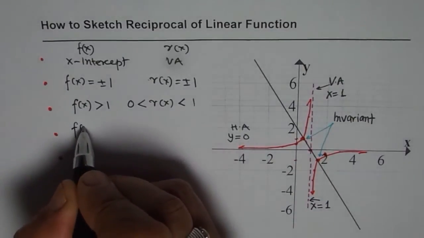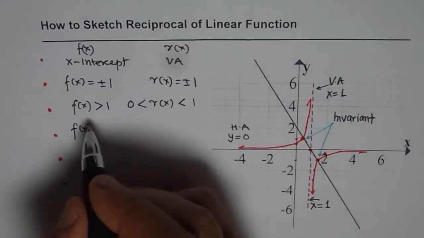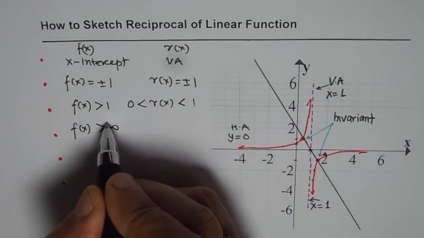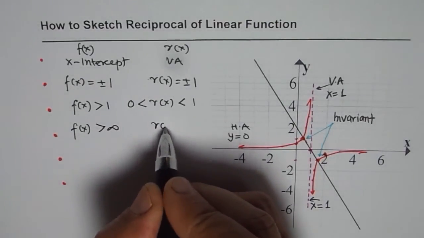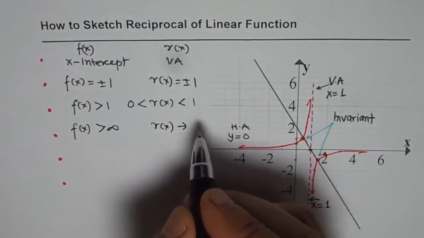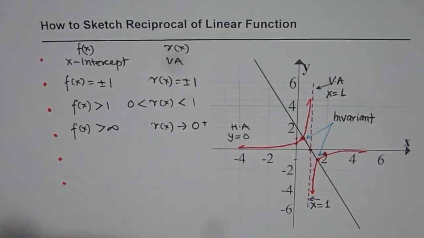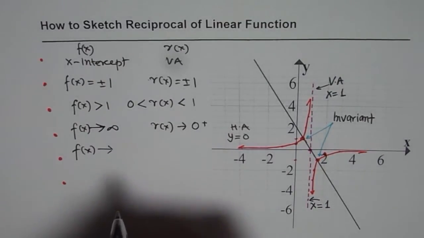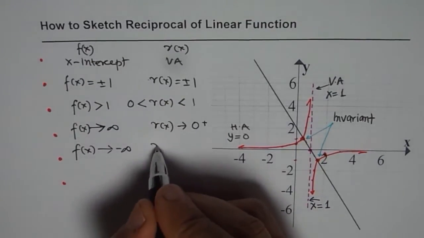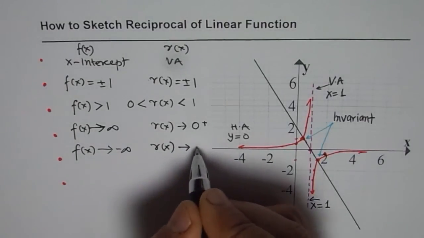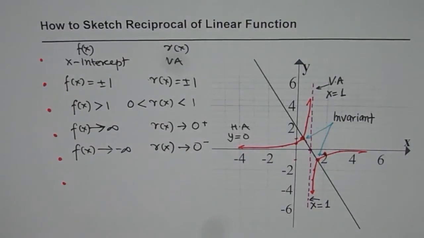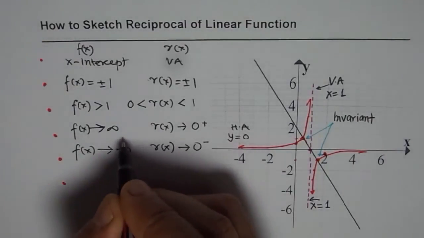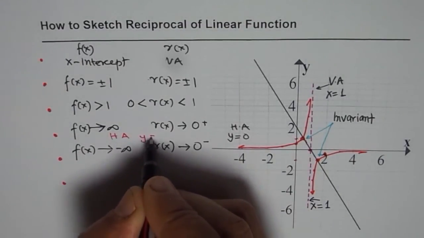So as f of x is approaching infinity, positive, then we will see that r of x approaches 0 from positive side. If f of x approaches negative infinity, r of x should approach 0 but from the negative side, and these give rise to the horizontal asymptote, right, which is in this case horizontal asymptote y equals 0, correct?